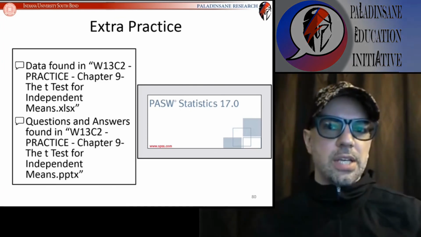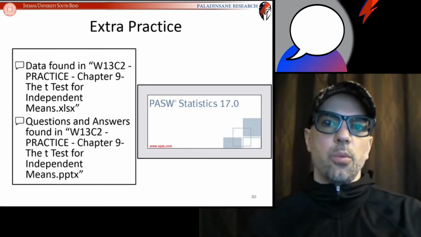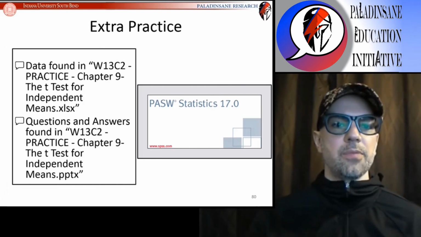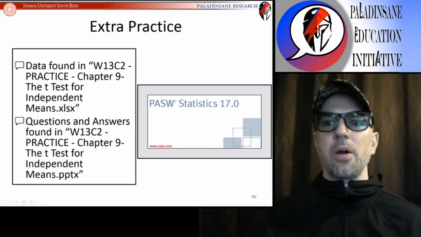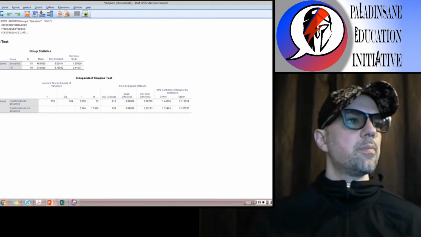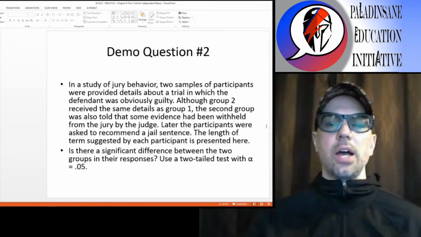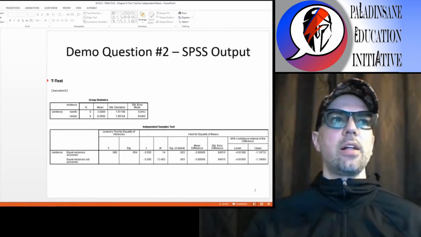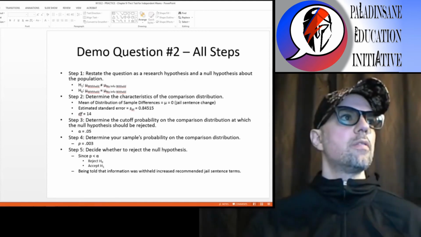As well, there is extra practice. There are a few more t-tests that you can try out in SPSS. The data can be found in the Excel sheet that we just used. The questions and answers can be found in week 13, chapter 2 practice, chapter 9, the t-test for independent means PowerPoint. So this is this file right here. It has all the information that you need to start the test, and it also has the output that you should be looking for, as well as the answers to every single step in that 5-step procedure. So give those a shot.